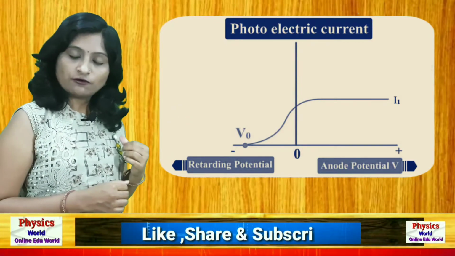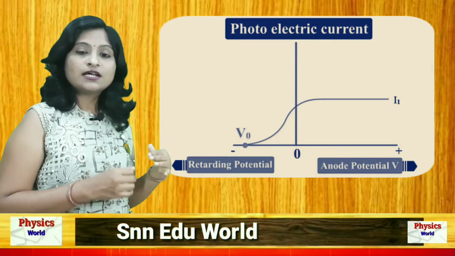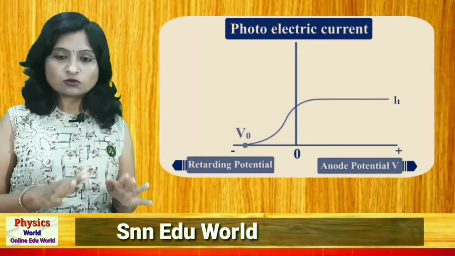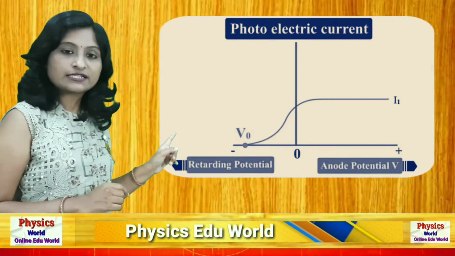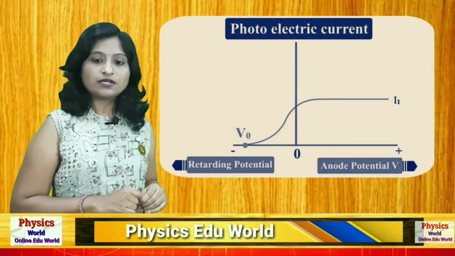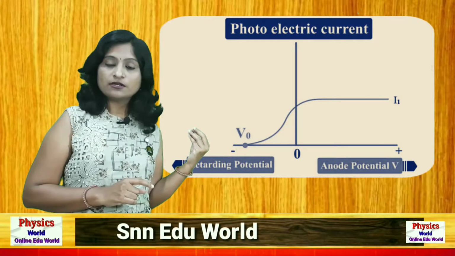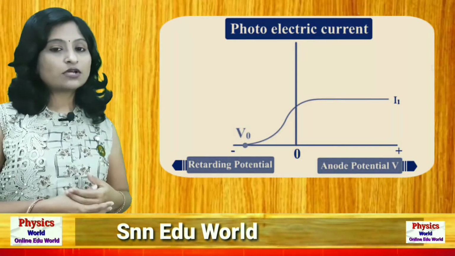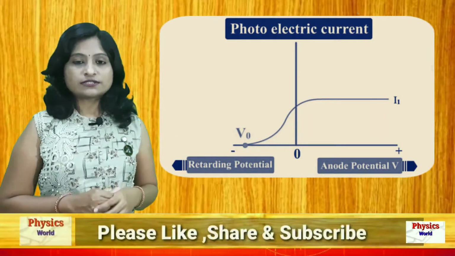It is negative because it is in the negative direction, and the value of potential at which the photoelectric current totally stops, becomes 0, is called the stopping potential, and it is represented in the graph as minus V naught. Okay, so this is the stopping potential. How is it represented? eV naught is equal to the kinetic energy. So kinetic energy is related to this potential.